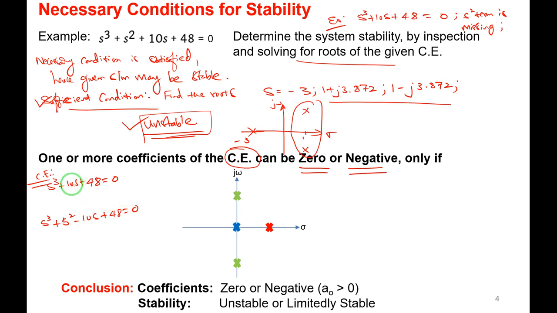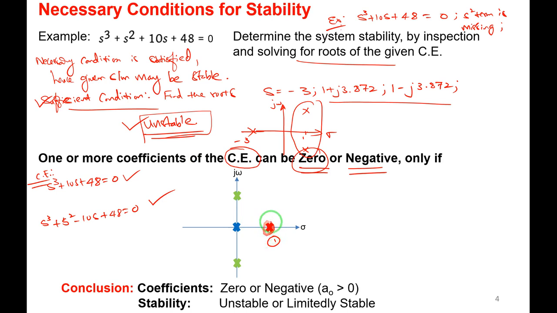Observe here, in this one the s square term is missing and the coefficient is 0, right? That is one thing. Another thing you can observe here is that all the signs of the coefficients should be positive. Here it is positive, here it is positive, but here it is negative. It cannot be mixed. Either it should be all positive or all negative. So one of the coefficients is either 0 in this case and negative in this case. When is it possible? When there are three cases. The first case is whenever one or more roots with positive real parts are lying in the right half of the S-plane.